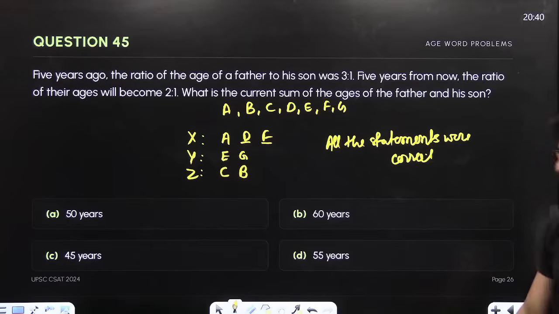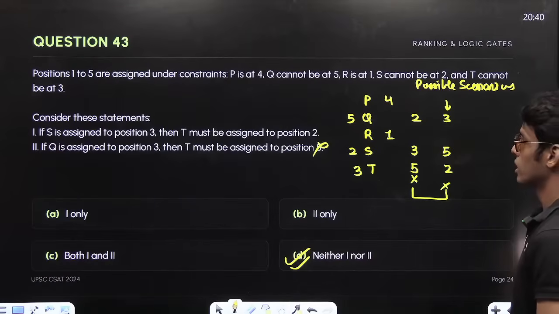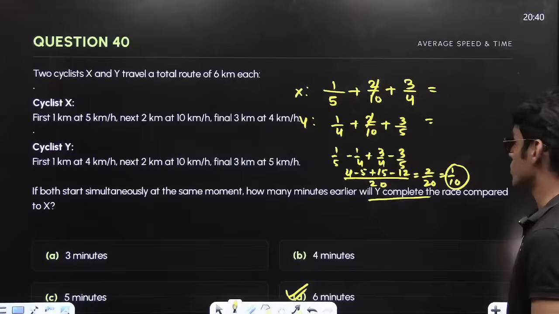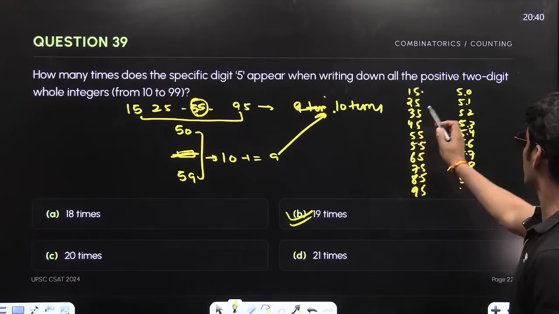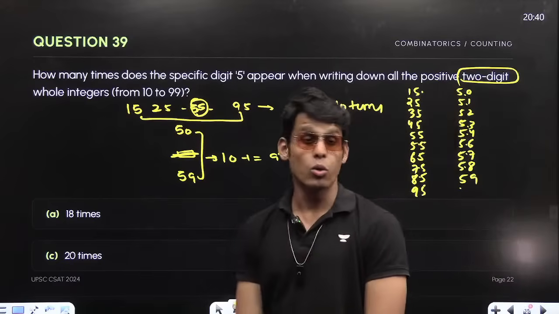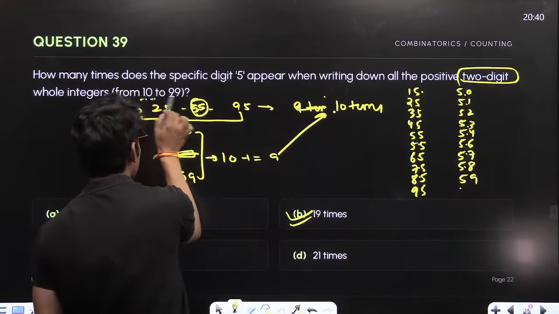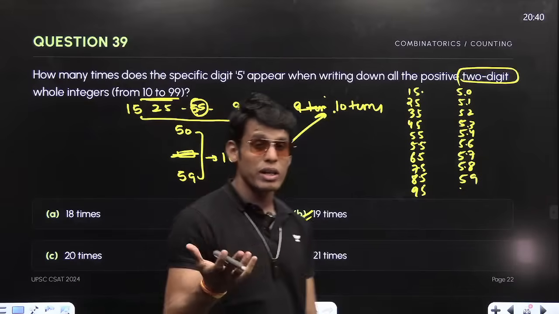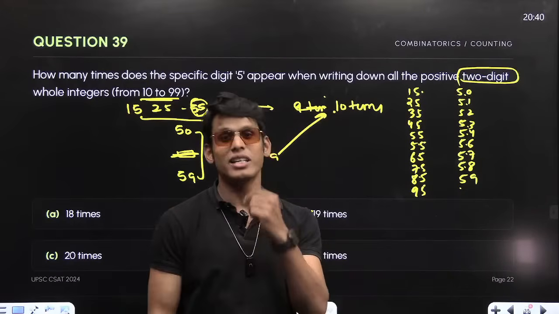You have missed 05. Guys, it was written here: when writing down all the positive 2-digit whole numbers, 10 to 99. How can you take 05? 05 is a single digit number.